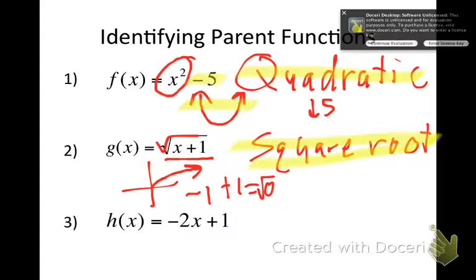All right, number 3, h of x equals negative 2x plus 1. I see that I do not have an exponent for you, so that should hopefully tell you it's an invisible exponent of 1, which is our base function of a linear function.